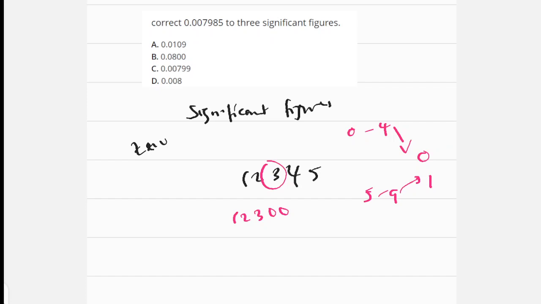Okay, now what about this? You can use the same idea to solve this kind of problem. I have 0.007985. You understand now? They call significant figures the first non-zero numbers.